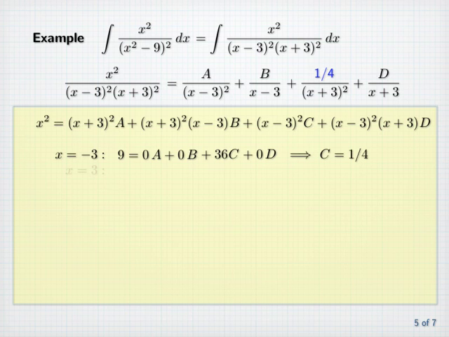Now let's plug in x equals 3. Again, the left side is 9, and this time the coefficients of b, c, and d are all 0.